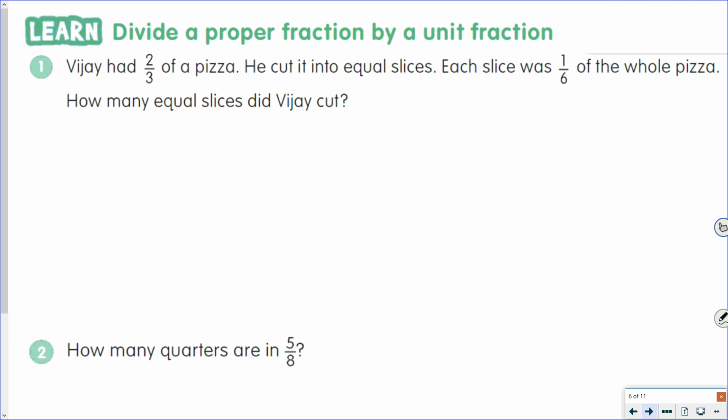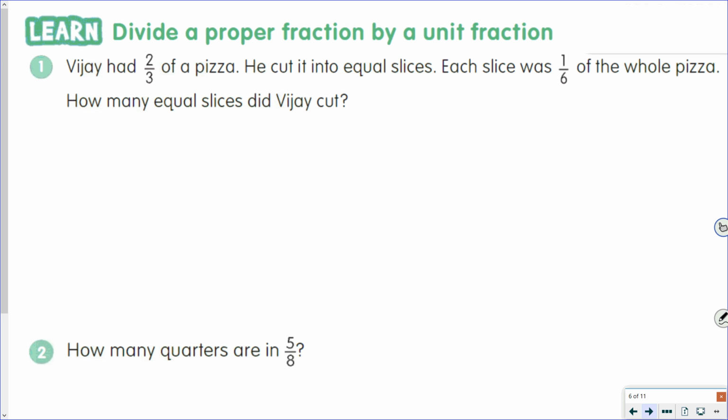Okay. So for those examples, we had a whole number as our first number, and now we're going to have fractions as our first number, but nothing changes. We still keep the first number the same, we still change division and multiplication, and we still use the reciprocal. So if VJ had 2/3 of a pizza, he cut it into equal slices. Each slice was 1/6 of the whole pizza. How many equal slices did VJ cut?